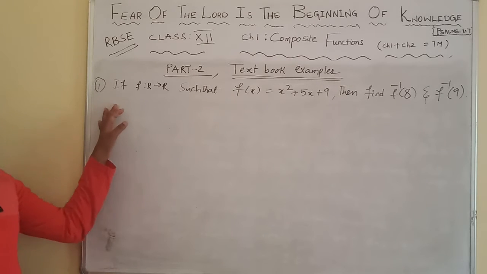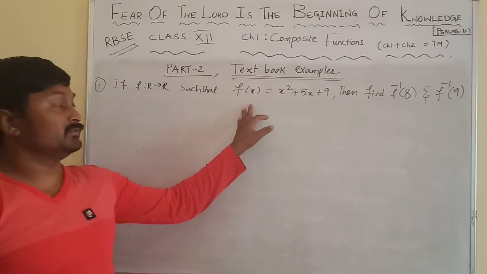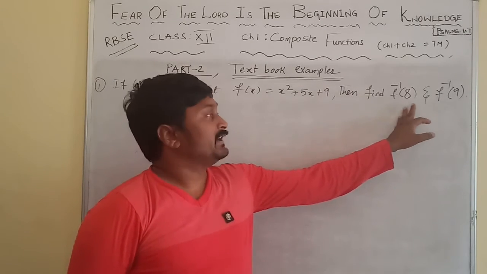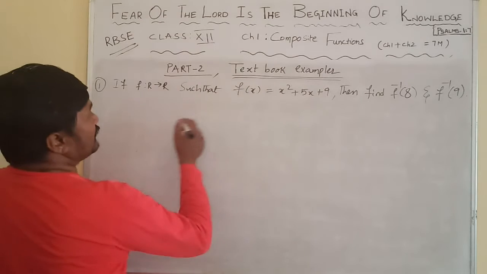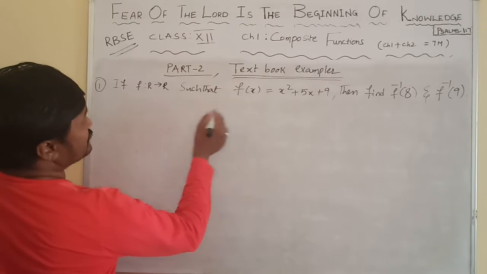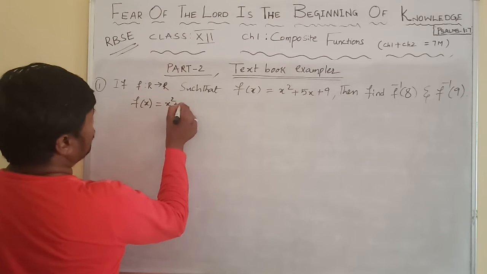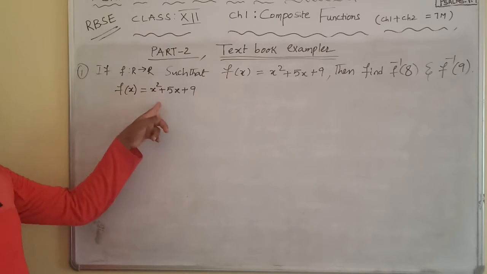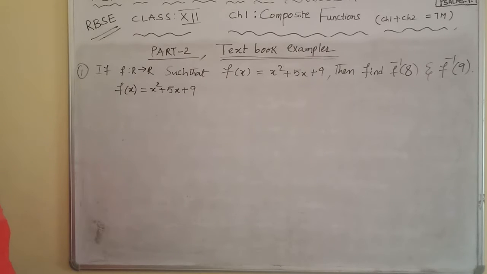In the first example, if f maps R to R such that f of x is equal to x square plus 5x plus 9, then find f inverse of 8 and f inverse of 9. So first, whichever equation is there, you can write it. f of x is equal to x square plus 5x plus 9. So what do I need to find? f inverse of 8 and f inverse of 9.